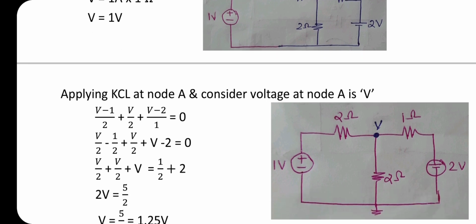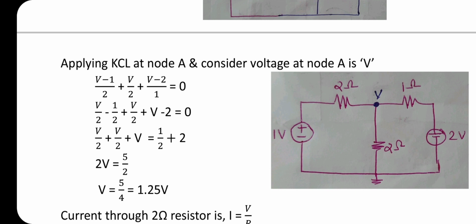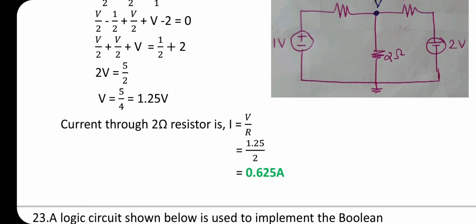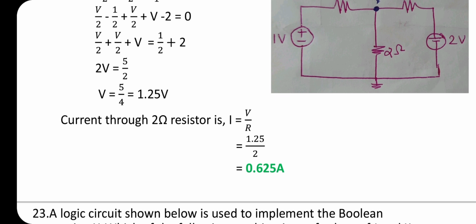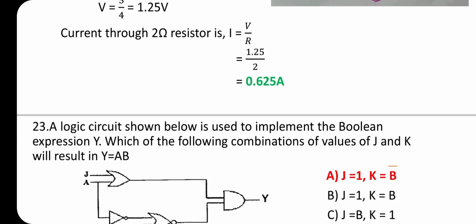Applying KCL at node A, consider the voltage at node A as V. (V minus 1) by 2 plus V by 2 plus (V minus 2) by 1 equals 0. After solving, we get the voltage V equals 5 by 4, which is 1.25 volt. We need the current through the 2 ohm resistor, that is, I through 2 ohm equals V by R. We got V equal to 1.25 divided by the resistance of 2 ohm. After solving, we get the current as 0.625 ampere.